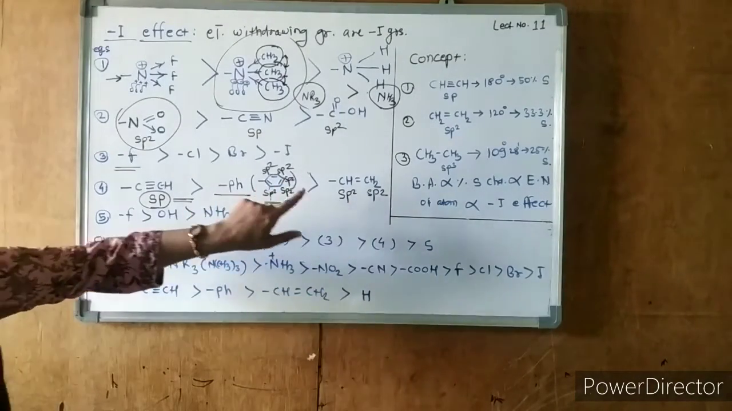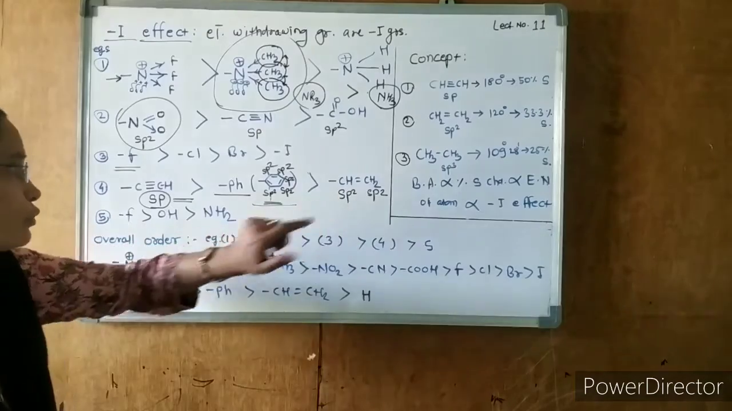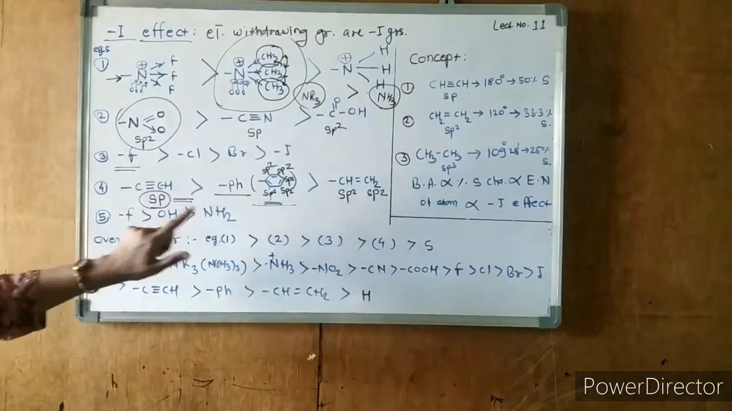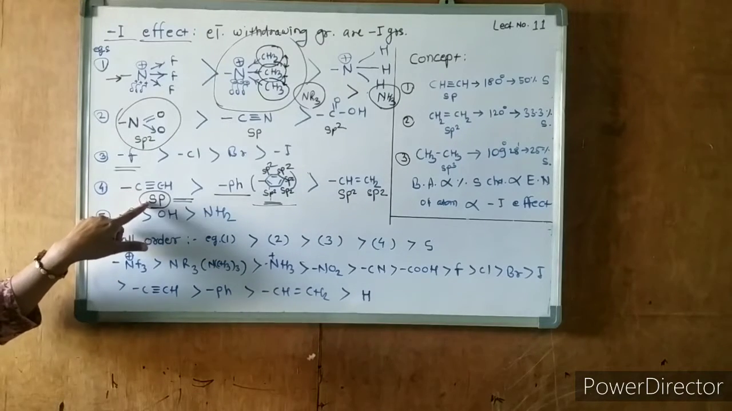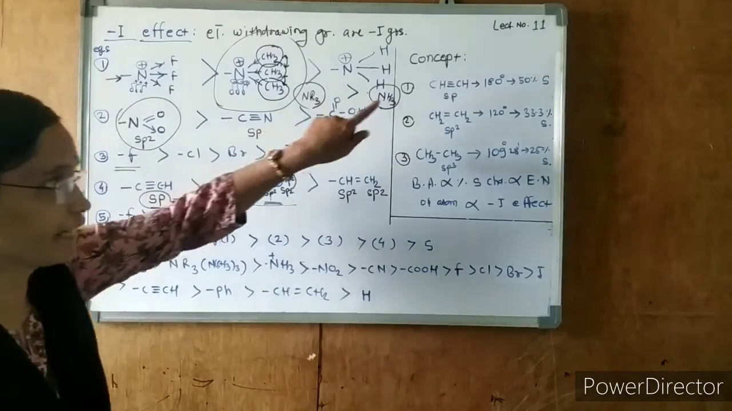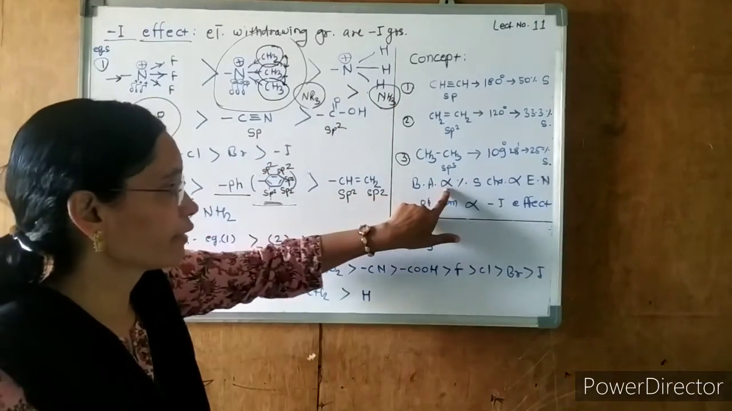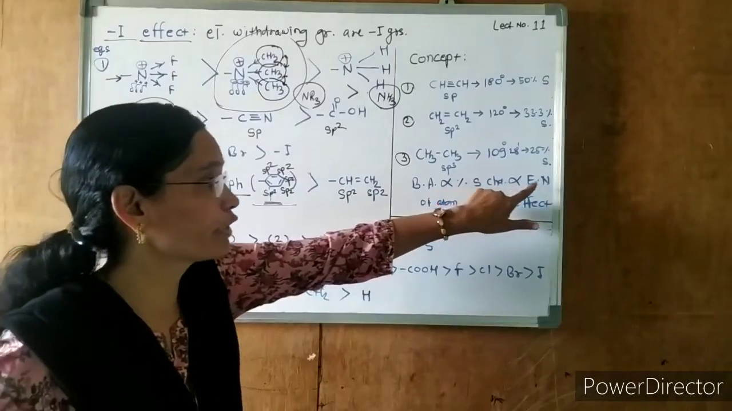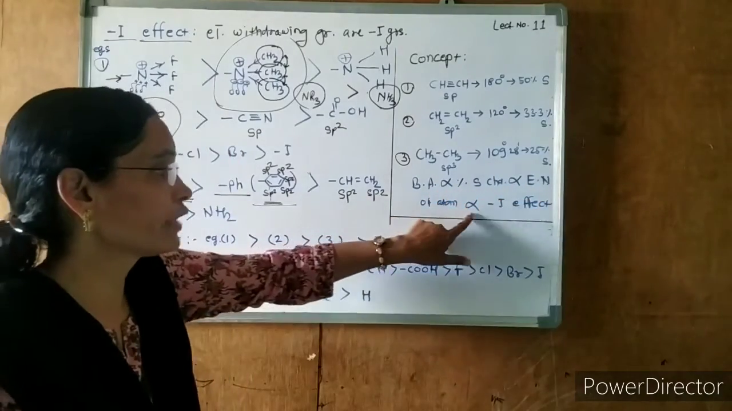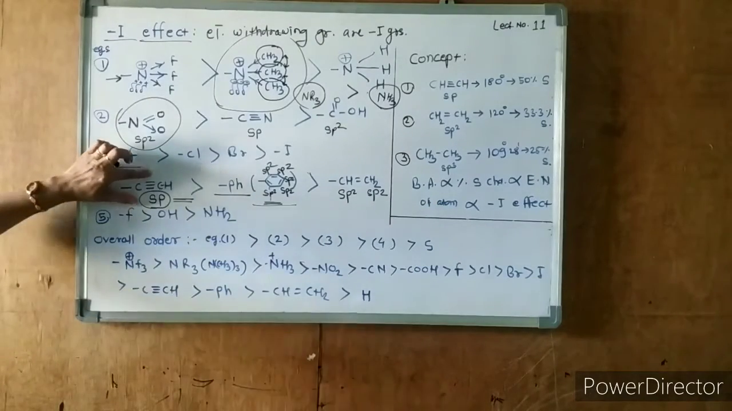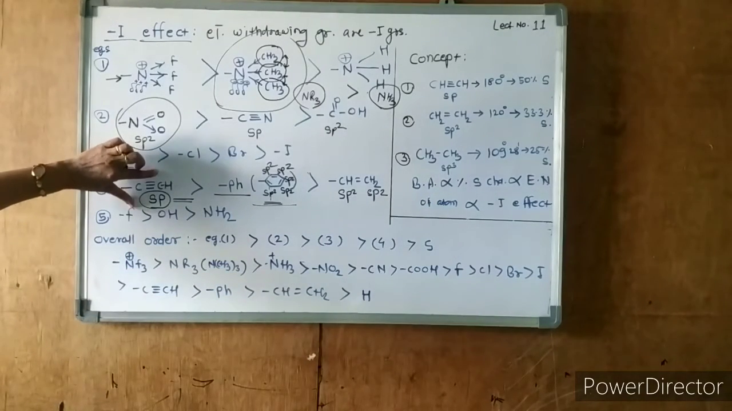This group will show more minus I effect than this group, and this group will show more minus I effect than this group because this carbon is sp hybridized, right? Sp hybridized means bond angle is 180. Bond angle is directly proportional to S character. S character is directly proportional to electronegativity. Electronegativity is directly proportional to minus I effect. That's why here the hybridization is sp, and the bond angle is 180, right?